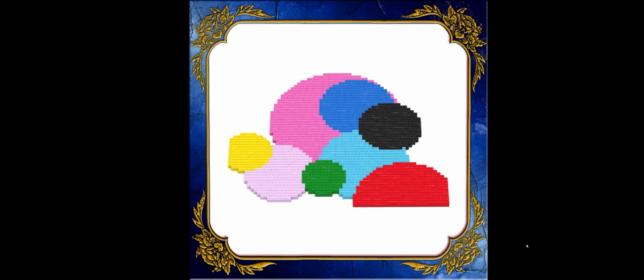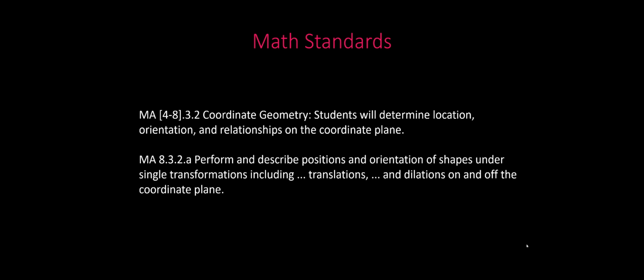But I do want to point out just a couple of math standards and art standards that this would hit. If you look at this math standard, 4 through 8 means 4th grade through 8th grade. Coordinate geometry: students will determine location, orientation, and relationships on the coordinate plane. I think it hits that one. Math standard 8, this is 8th grade: perform and describe positions and orientation of shapes under single transformations, including translations and dilations, bigger and smaller, on and off the coordinate plane. You can have circles halfway outside.